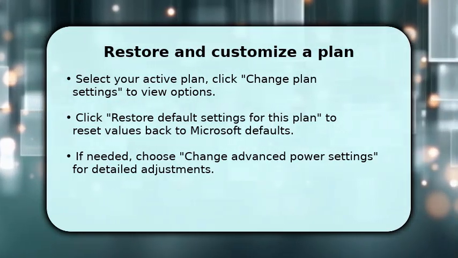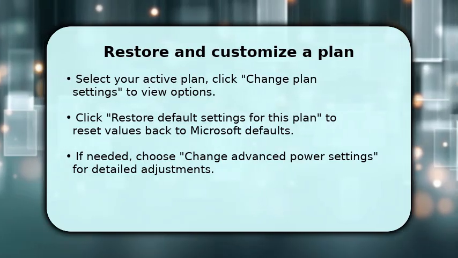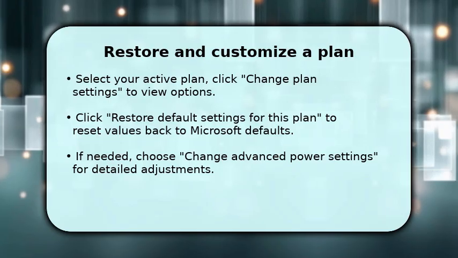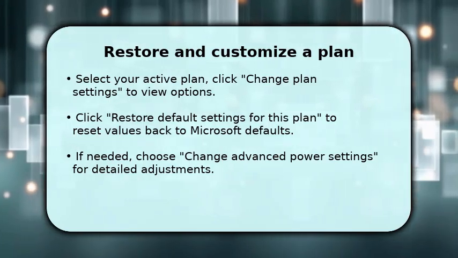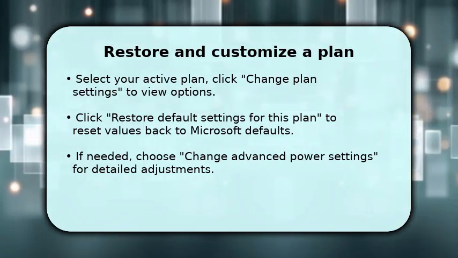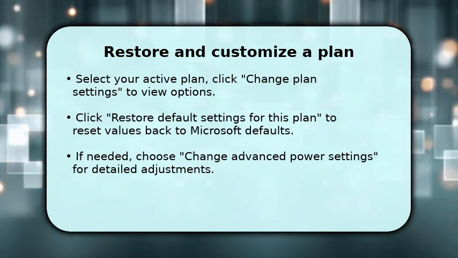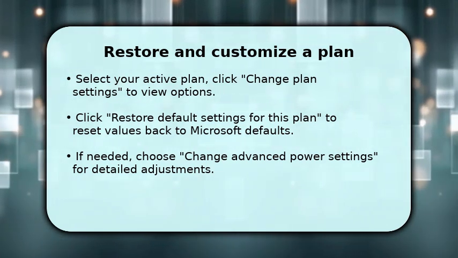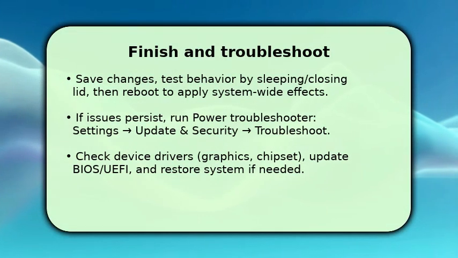Here you can expand categories to adjust CPU cooling, PCI Express, or lid actions. Make careful changes and note original values so you can revert if necessary. After restoring defaults or making changes, save and test. Put the PC to sleep, close the lid, or let the display timeout to confirm behavior.